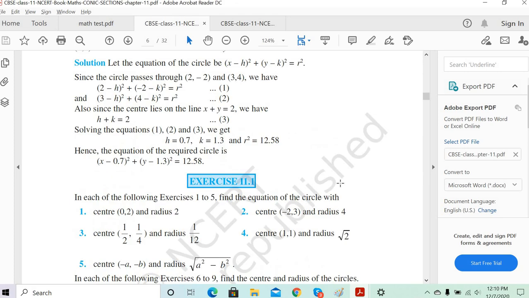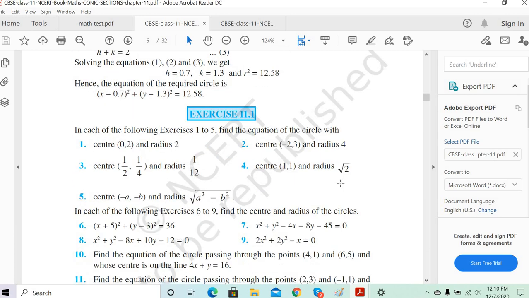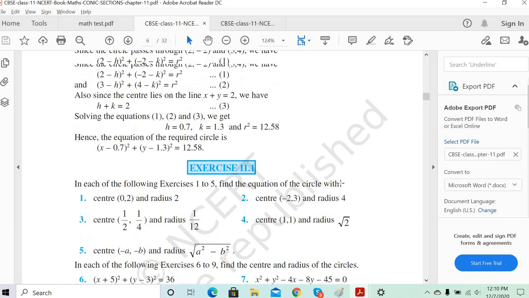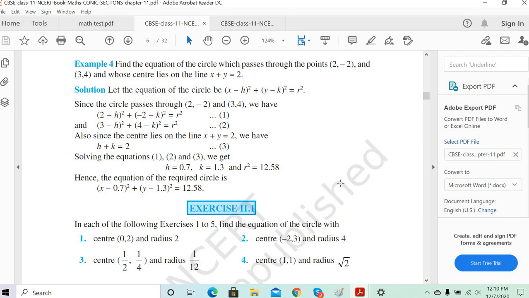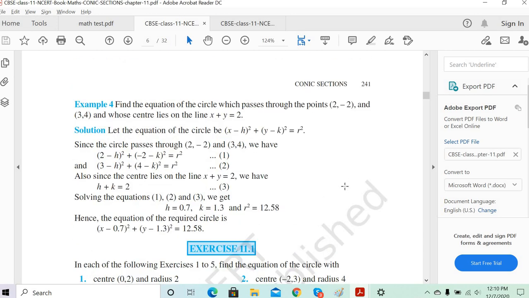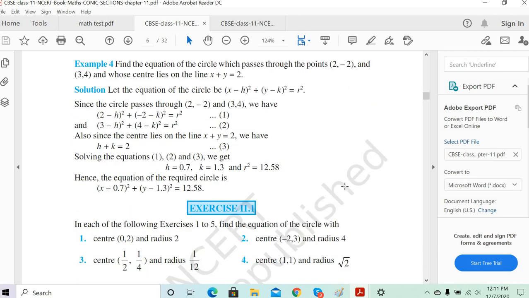So you got the equation of circle. Yes, I made a mistake the first time, so I had to redo the entire thing. But you could get the answer, right? That is important. What is this equation of circle you got? X minus 0.7 whole square plus y minus 1.3 whole square equals 12.58. Excellent. Superb. No problem, Vijay.